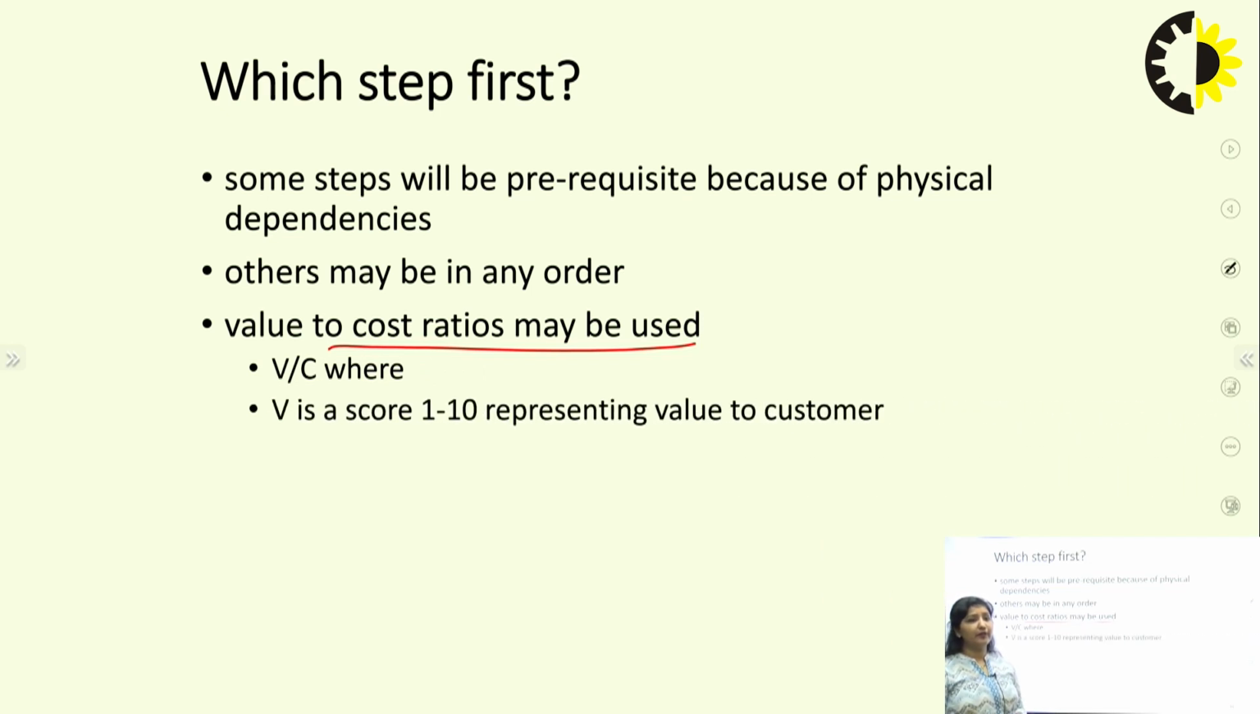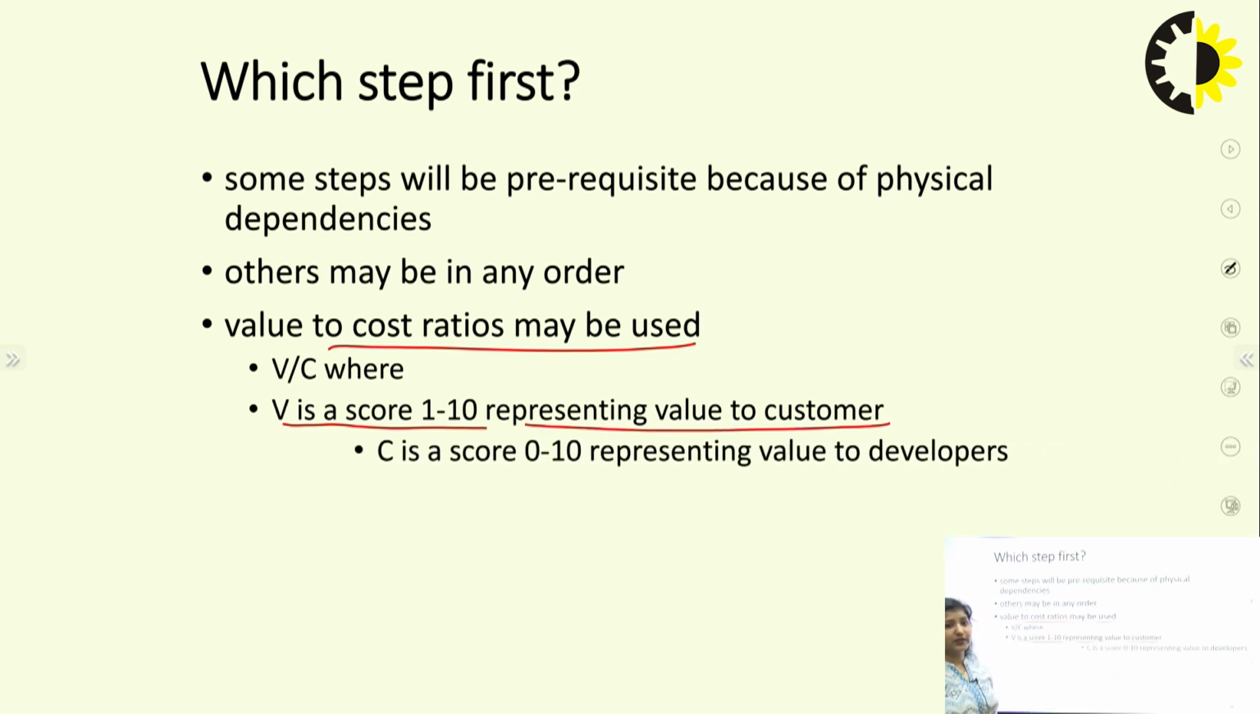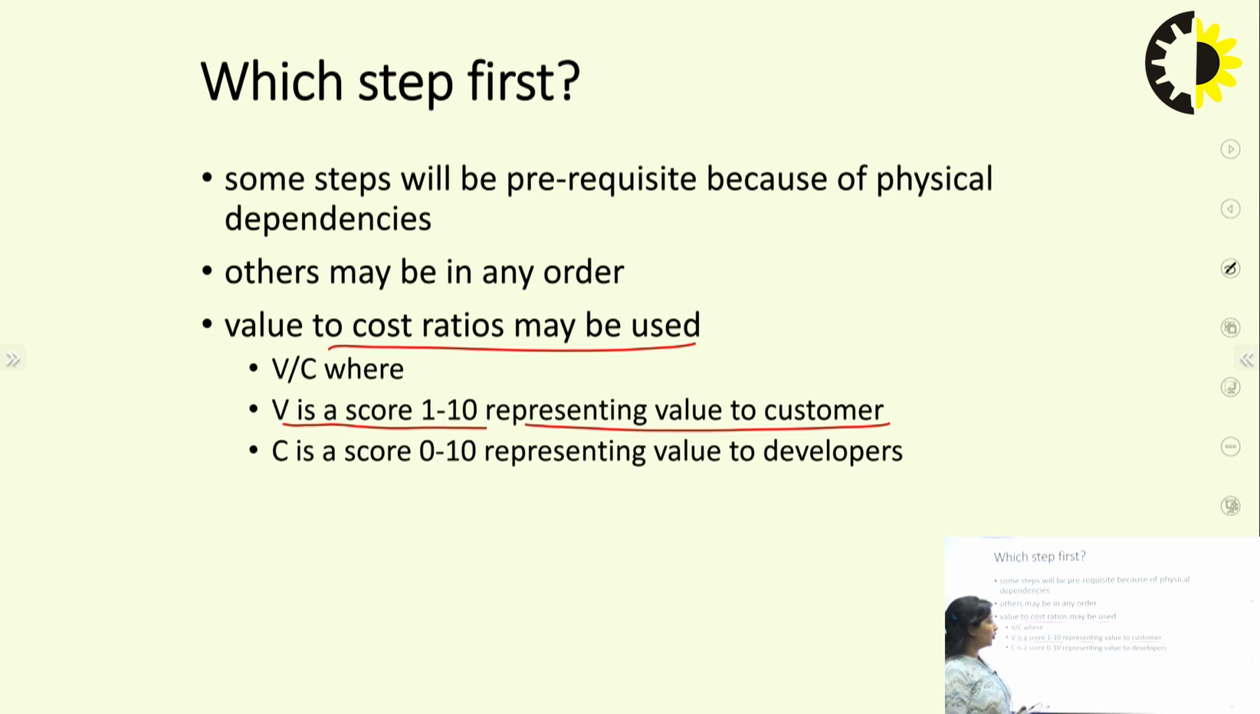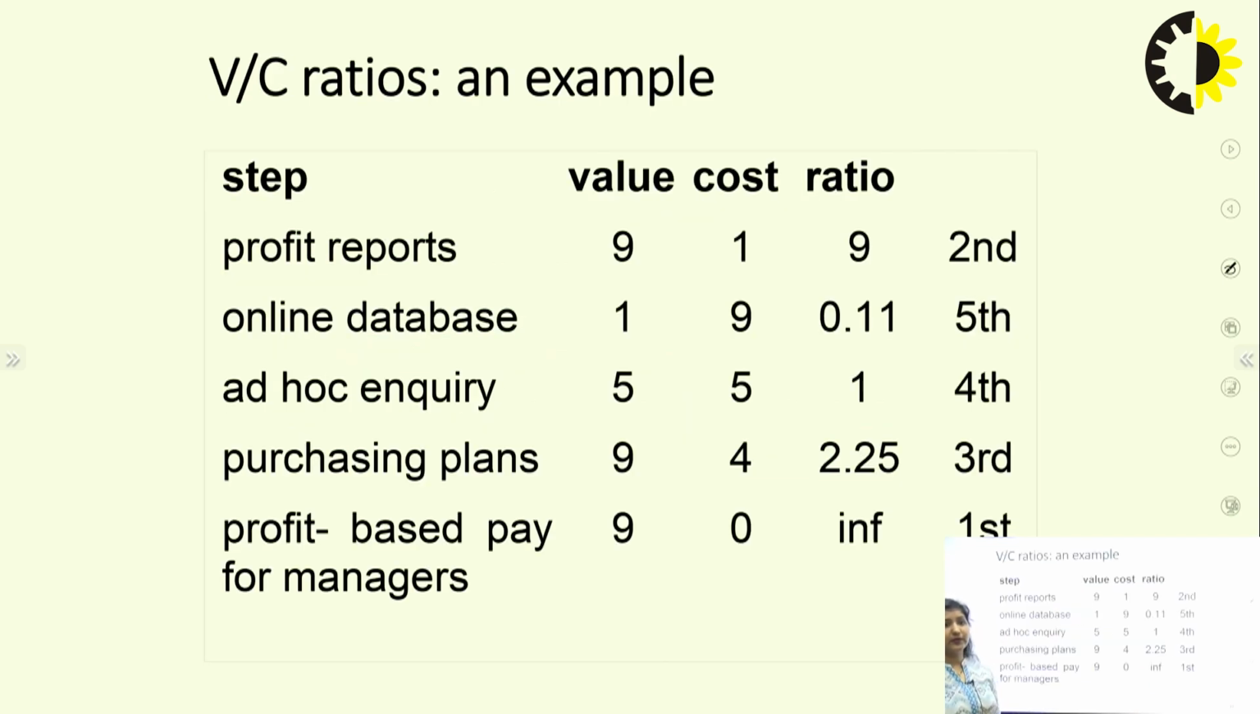We can have V by C. What is V? V is a score from 1 to 10 and it represents value to the customer. C is a score from 0 to 10 and it represents cost to the developers. So we can have the V by C ratio. Now let's see this V by C ratio.